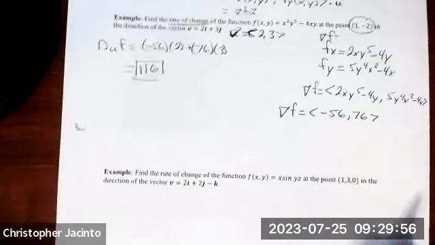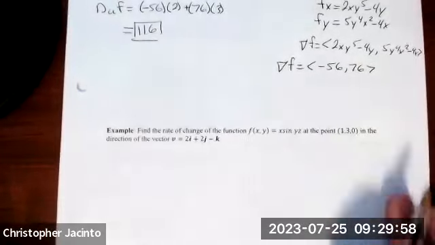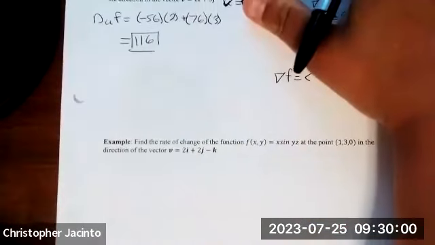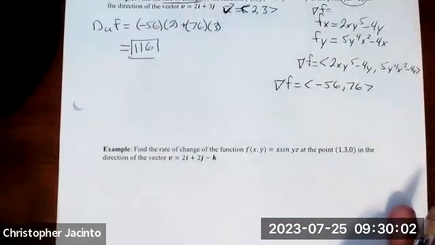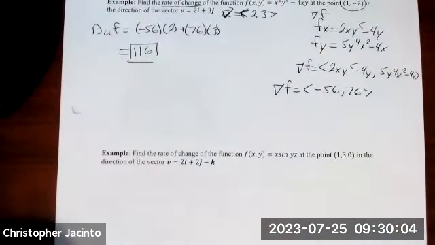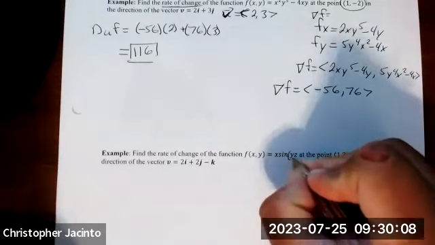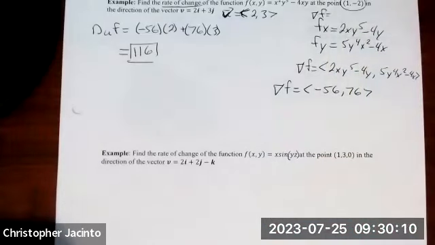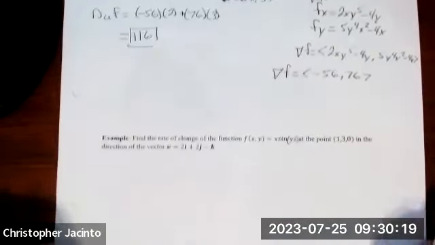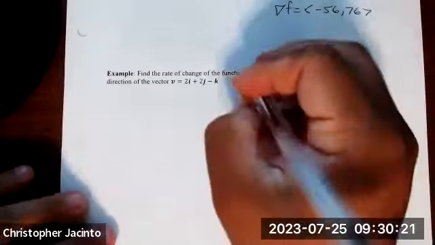So let's try a little bit more practice. Find the rate of change of the function f(x, y, z) equals x sine of yz, at the point (1, 3, 0) in the direction of our vector there. So same template we had above. All right, so first off, we have to find the gradient.